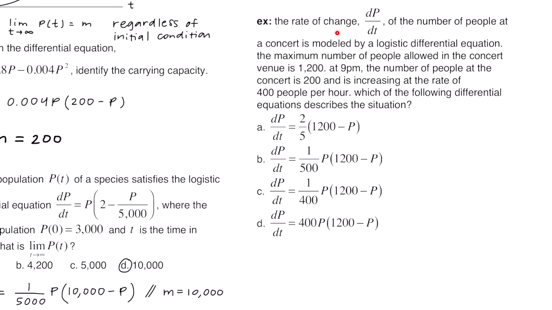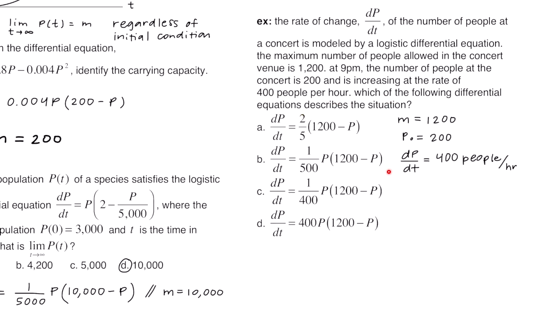This example says the rate of change dp/dt of the number of people at a concert is modeled by a logistic differential equation. The maximum number of people allowed in the concert venue is 1,200. At 9 p.m., the number of people at the concert is 200 and is increasing at the rate of 400 people per hour. Which of the following differential equations describes the situation?